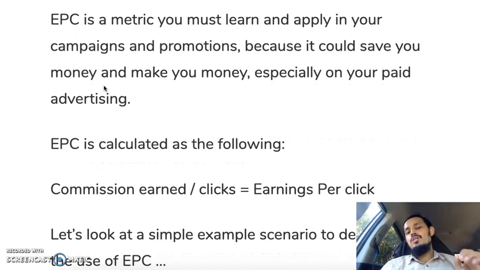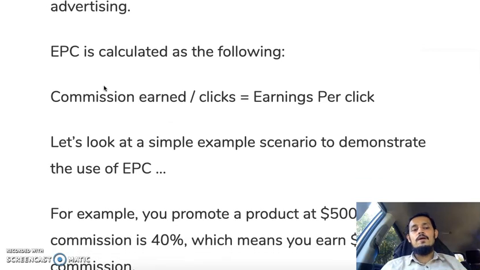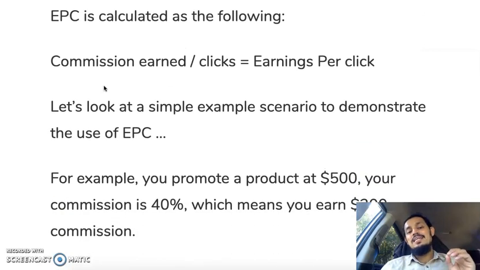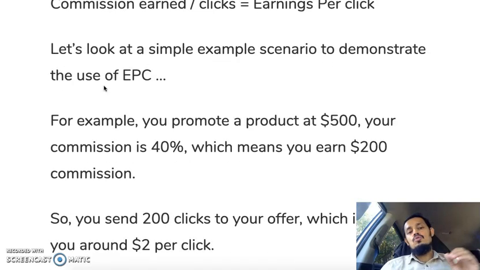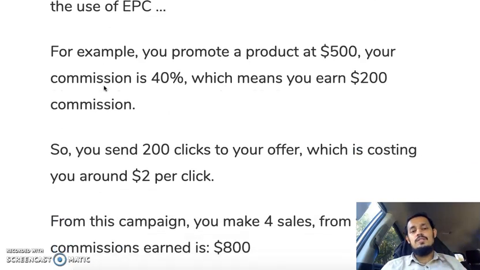EPC is a metric that you must learn and apply in your campaigns and promotions because it could save you money and it could make you money, especially on your paid advertising. So EPC is calculated as follows: total commissions earned divided by number of clicks equals earnings per click. Let's look at a simple example scenario to demonstrate the use of EPC.